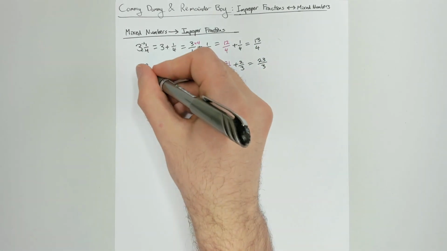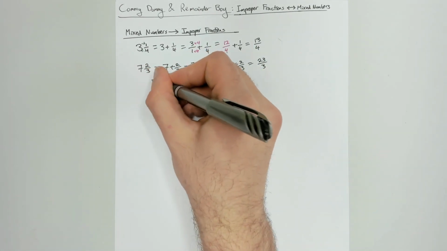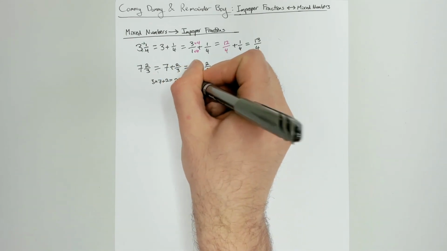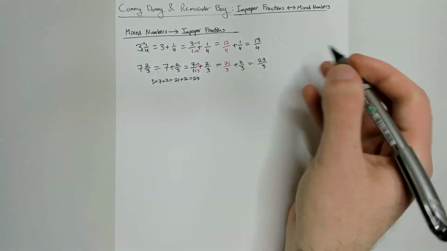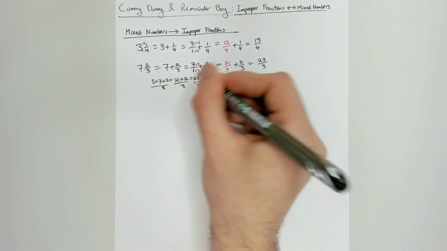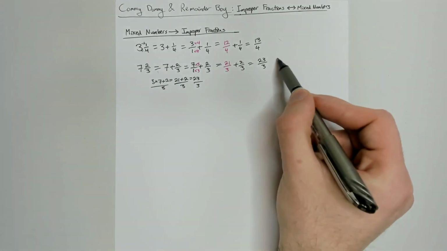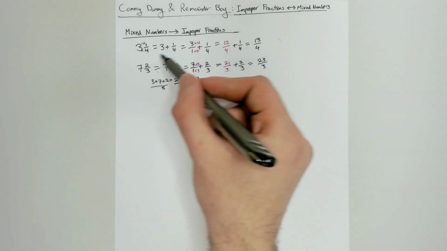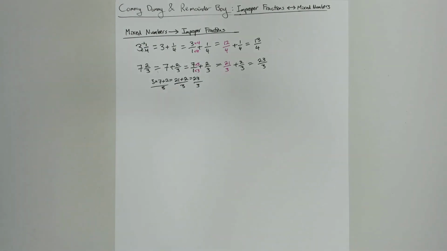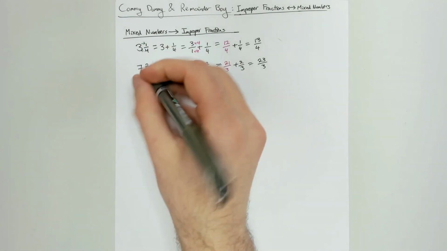Equivalently, we could just do 3 times 7 and add the 2. 3 times 7 is 21, plus 2 is 23, and then make all of that over 3. But I think, again, this top process is a little more obvious as to what's actually going on, but this is unquestionably faster.